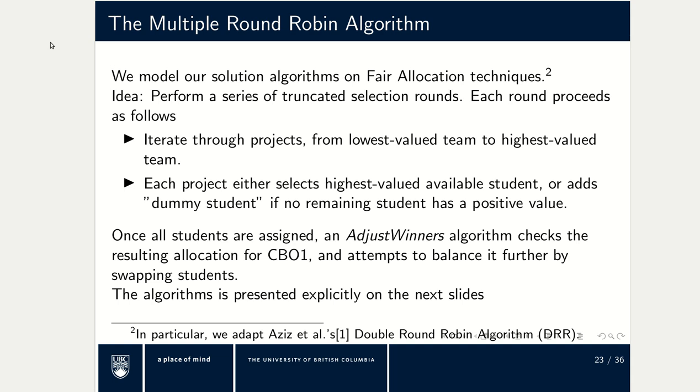Once everyone's assigned, we have an adjust winners algorithm that checks to make sure the resulting allocation is CBO1, and it'll attempt to balance it further by swapping students to try and fix any of those errors. I'm going to show you these algorithms. I'm not going to dwell on them too long because I do have limited time.